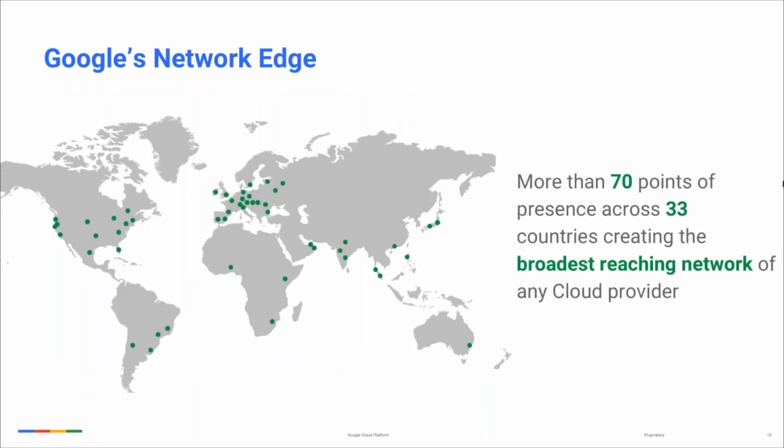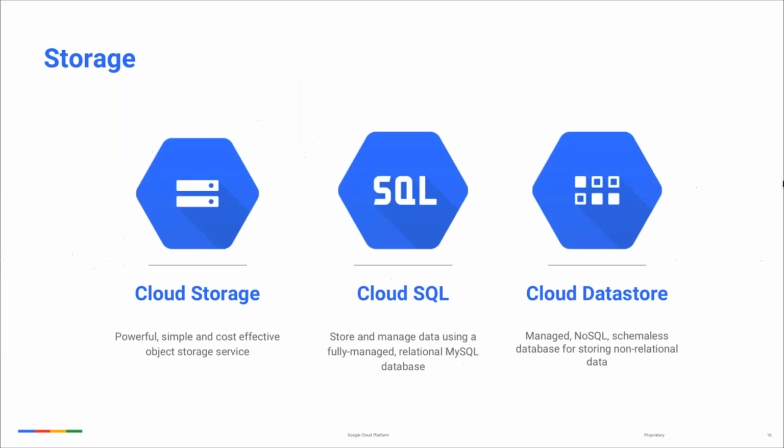Google's Edge network, they have more than 70 points of presence around the world across 33 countries. So they've created the broadest reaching network of any cloud provider. And the benefit to that is they have points of presence that are near to the end users, near to your users who are using your applications.